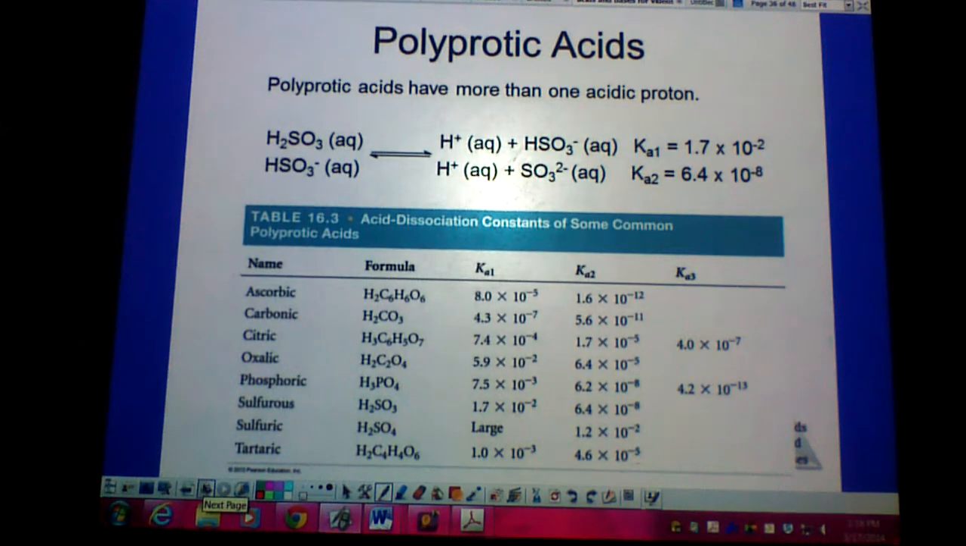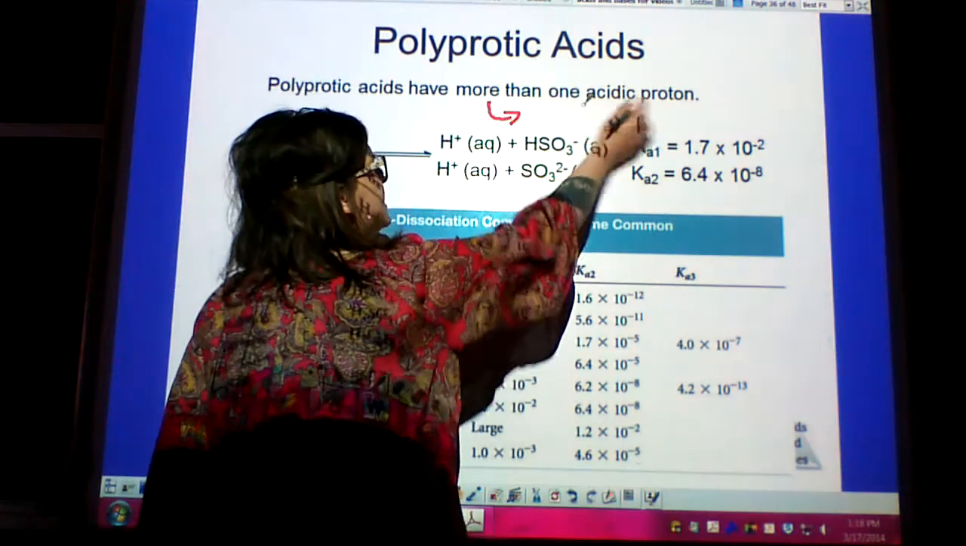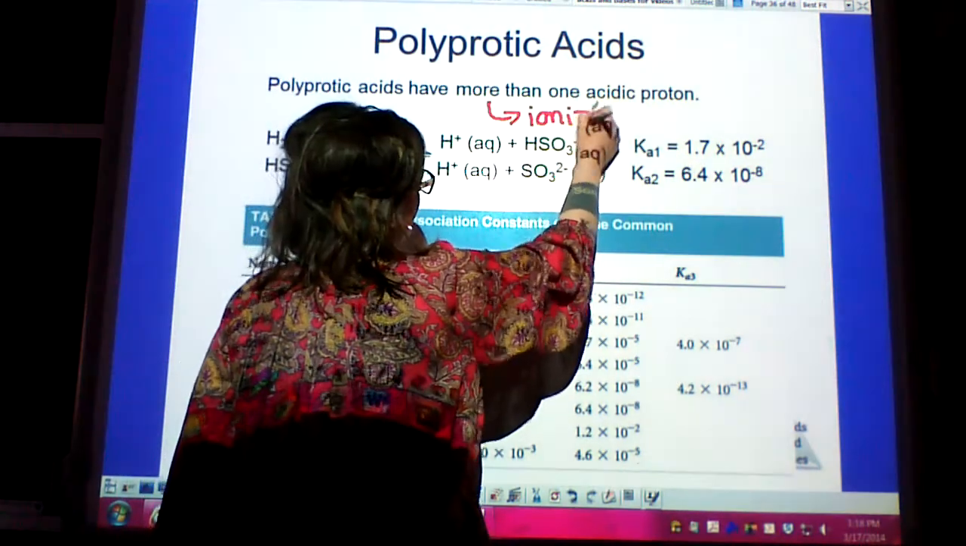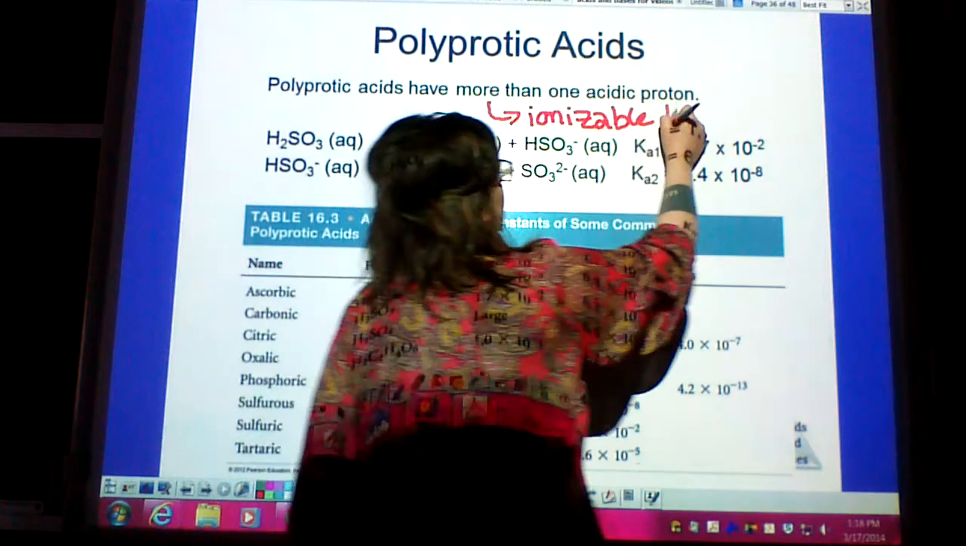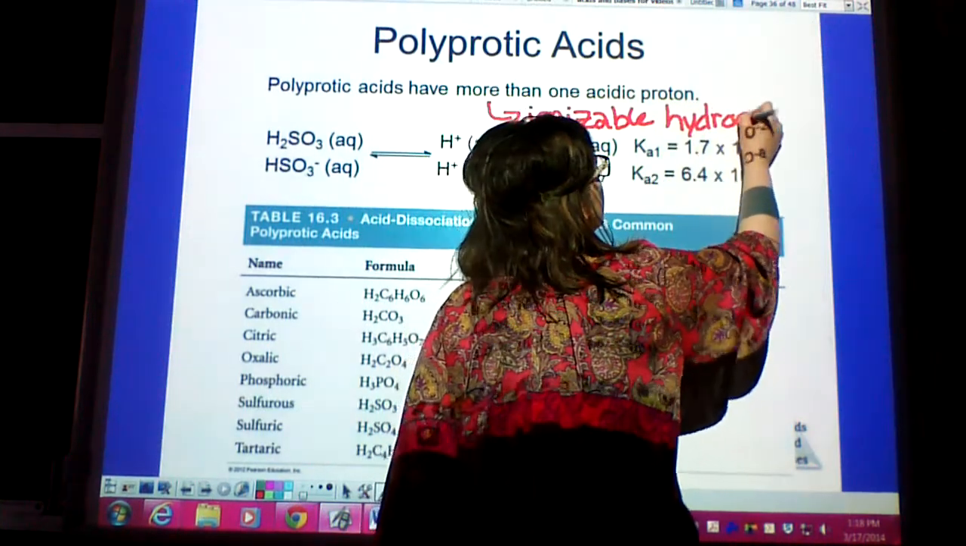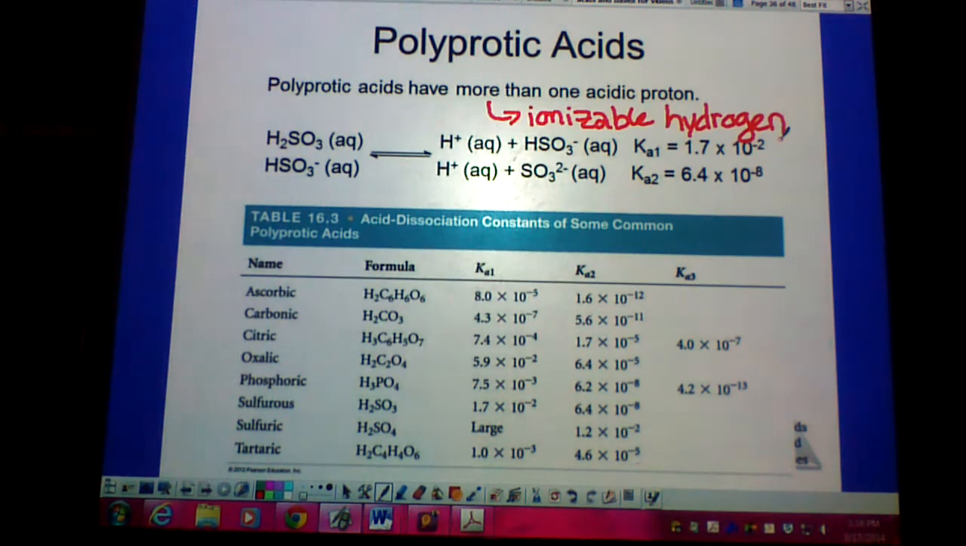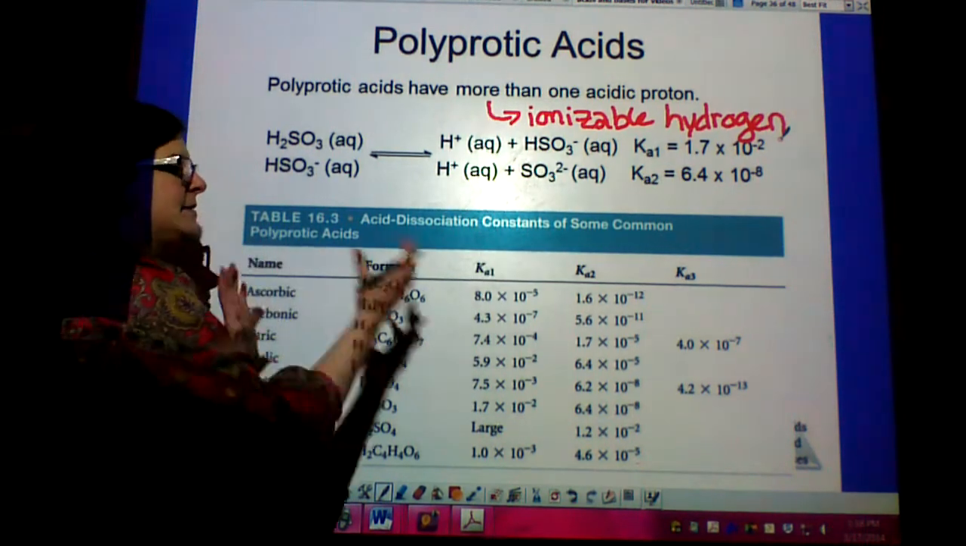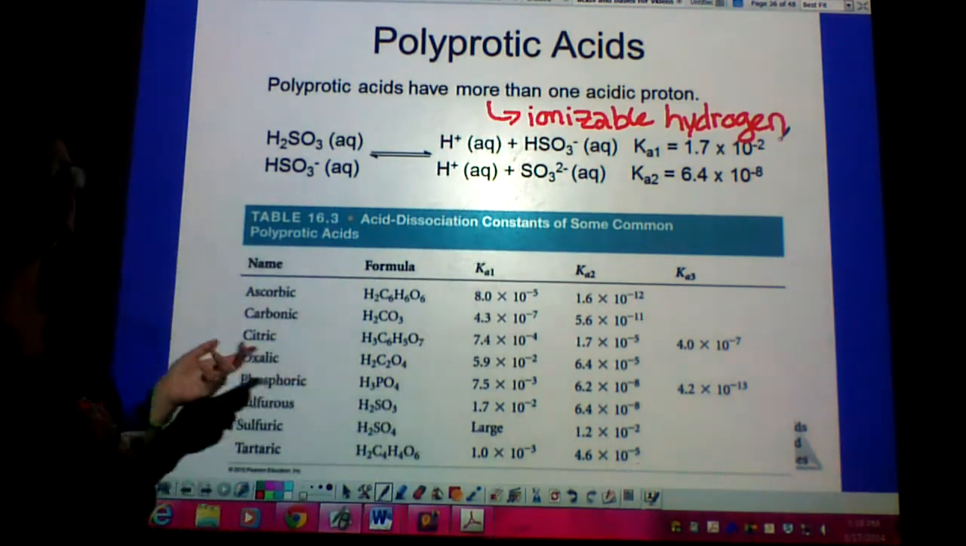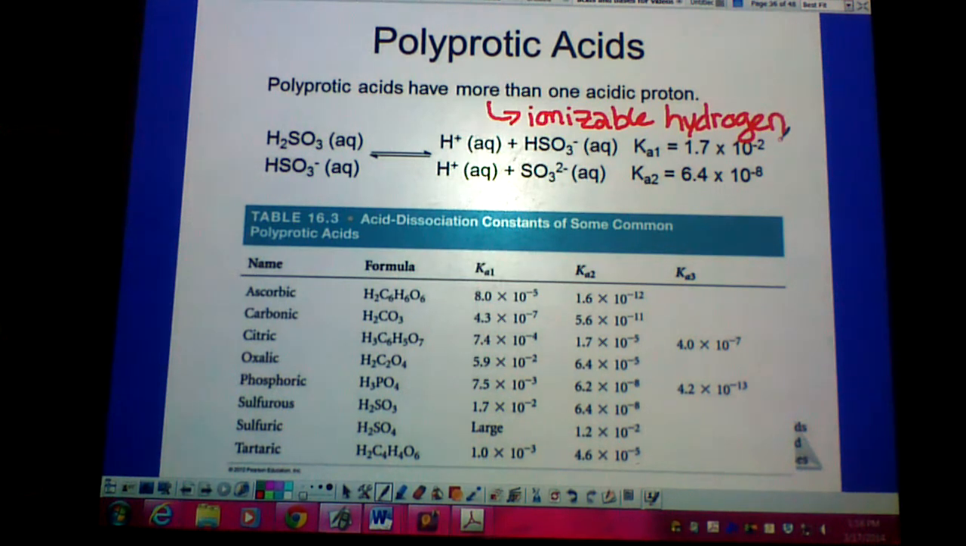Okay, we have polyprotic acids. We just know that polyprotic means that it has more than one acidic proton. Actually, let's call it an ionizable hydrogen. I like that better. And remember that an ionizable hydrogen is just a hydrogen that is easily removed from an acid, thus increasing hydronium concentration in water.